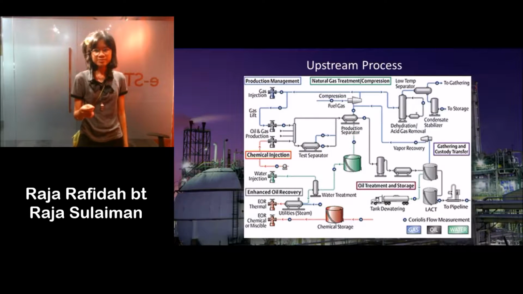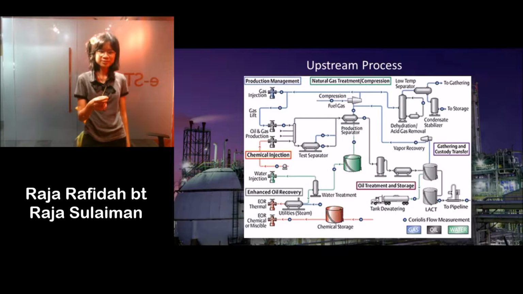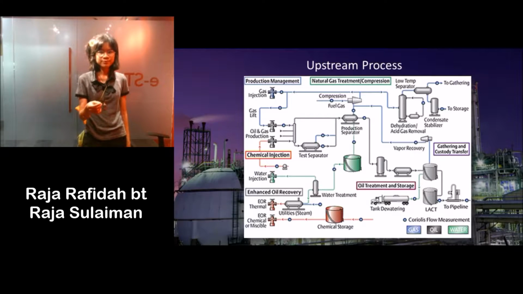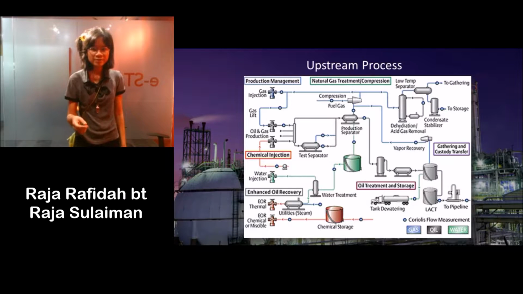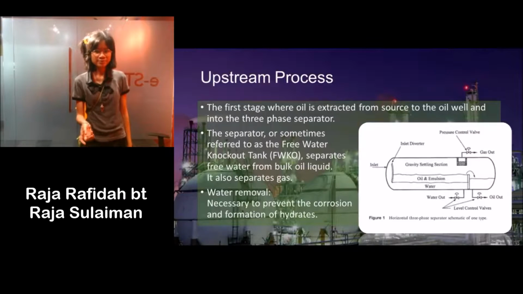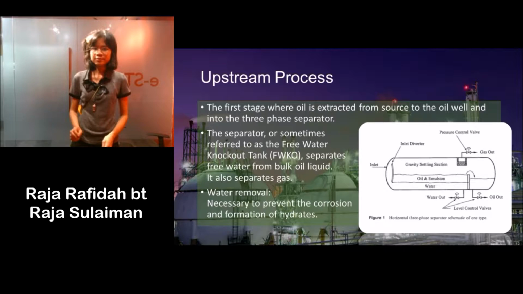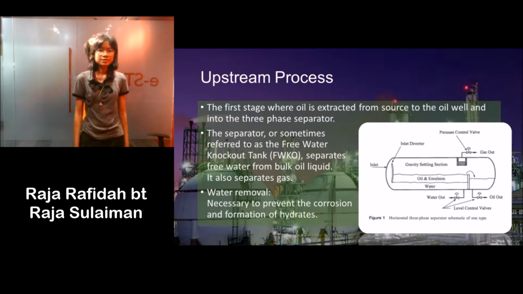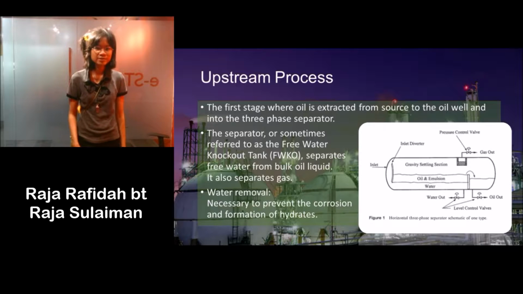In the upstream system, the mixture of gas, oil, and water will enter through this production separator, which is also known as a three-phase separator, and sometimes called free water knockout tank, which separates free water from bulk oil liquid. It also separates gas from the bulk liquid. That's why it's called the three-phase separator.